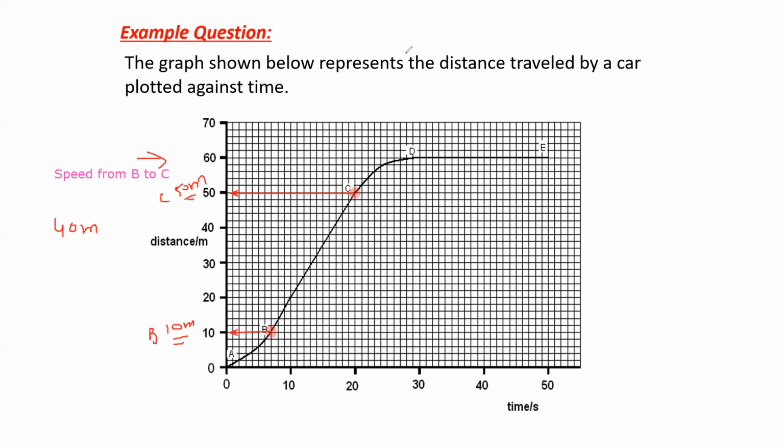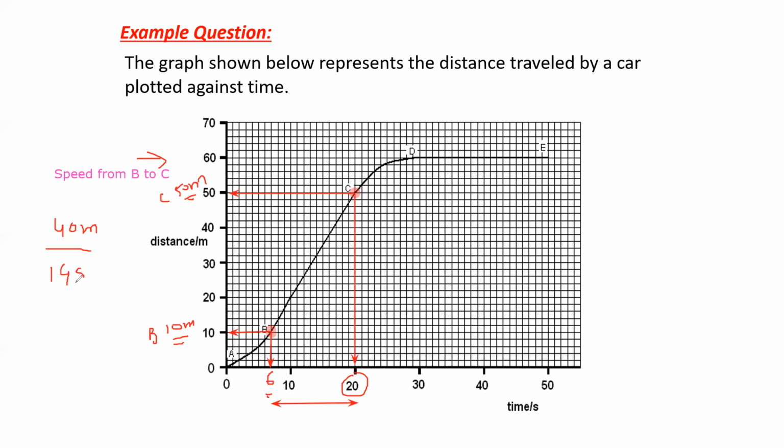And what about the time interval? When you check at point B, what is the time? Each box is representing 1, 2, 3, 4, 5, and 6. So this is 6 seconds. And at point C, it is at 20 seconds. So what is the time interval from B to C? From 6 seconds to 20 seconds. So the time interval is equal to 14 seconds.